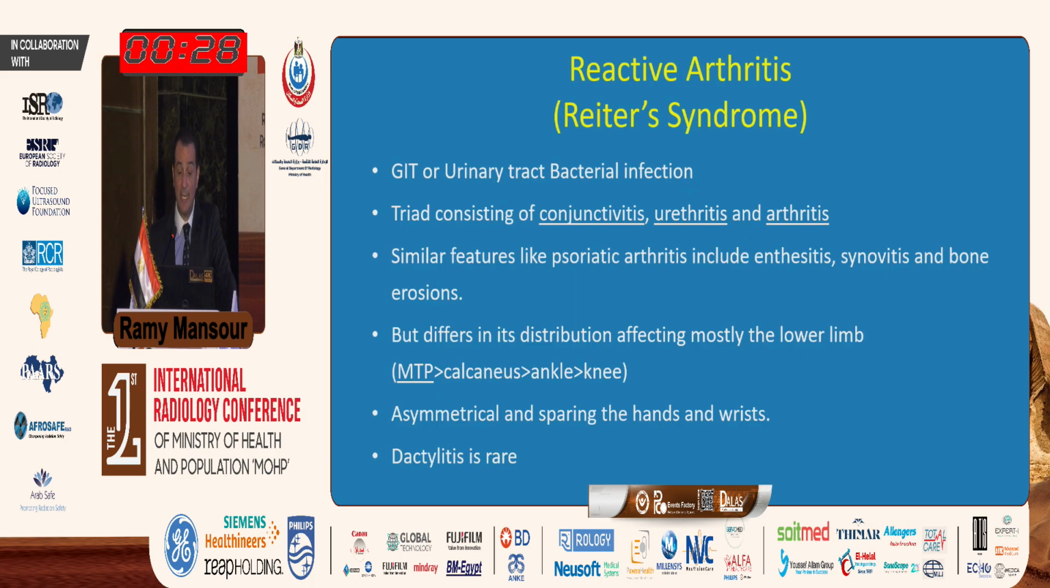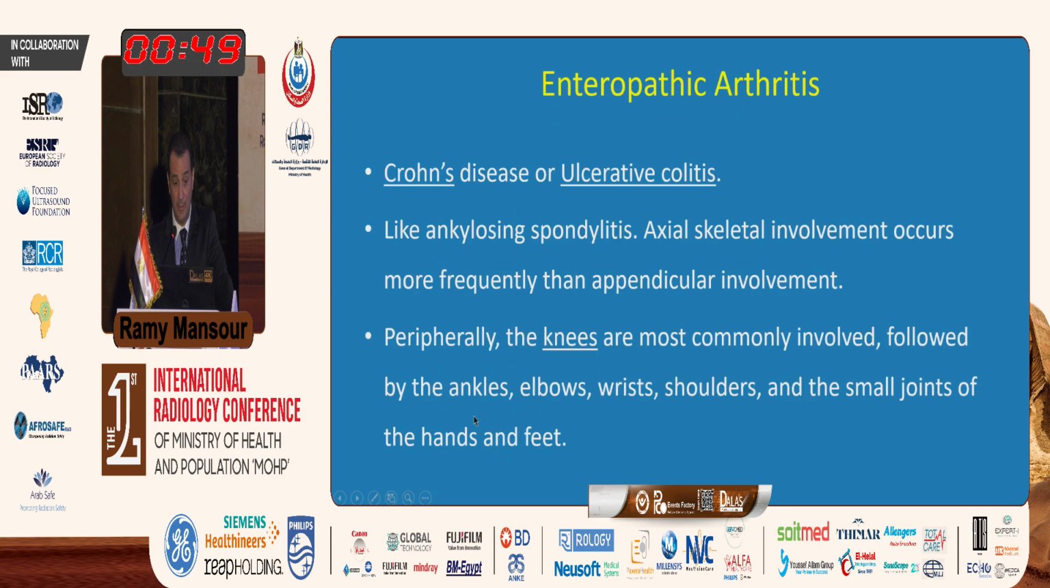Reactive arthritis is secondary to GIT and urinary tract bacterial infection, and it consists of a triad: conjunctivitis, urethritis, and arthritis. They like to involve the lower limb, so the ankle and the feet. Dactylitis is very rare, and it is asymmetrical.